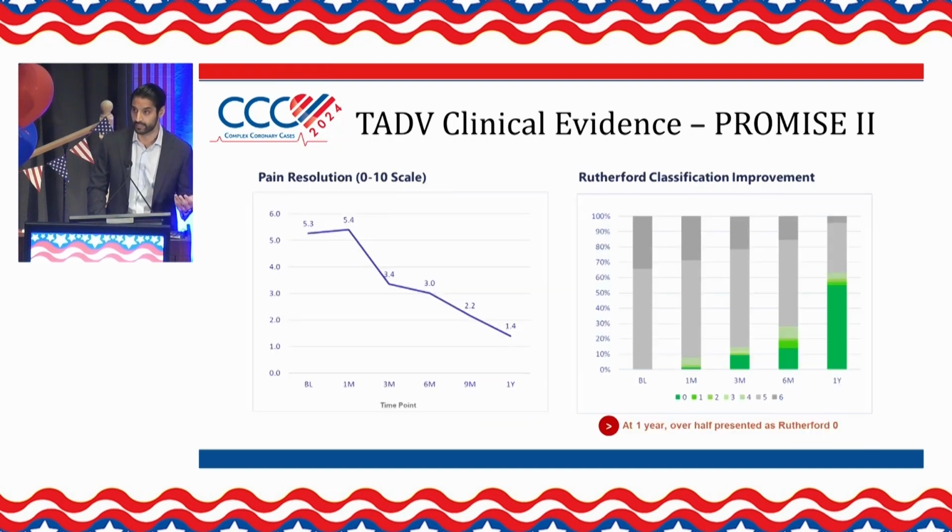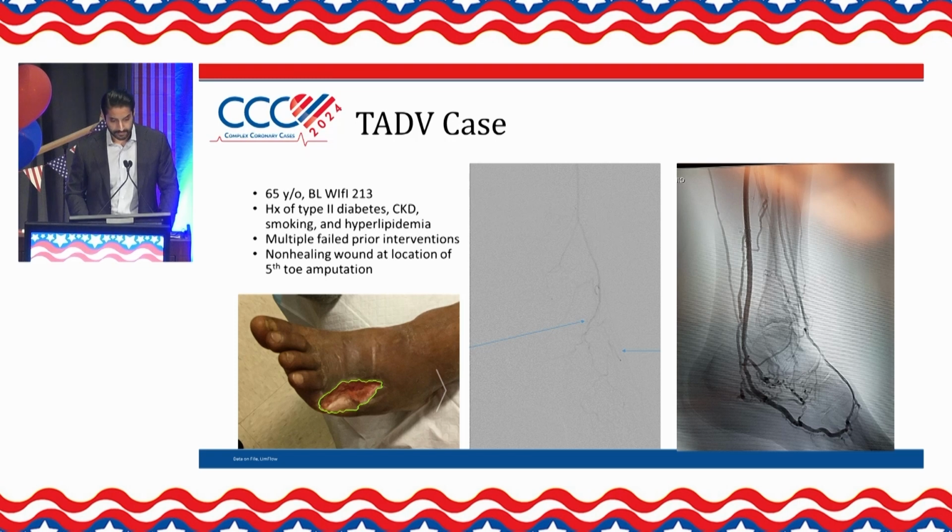They also have a significant reduction in their pain, obviously, because you can imagine if you don't have any blood flow to your foot, that's incredibly painful. So a lot of these patients at 1 year actually present at a Rutherford grade 0, which is one of the most accepted grading scales for claudication, all the way up to critical limb ischemia, ischemic rest pain, and so on and so forth. And these patients have a sustained improvement in their case.